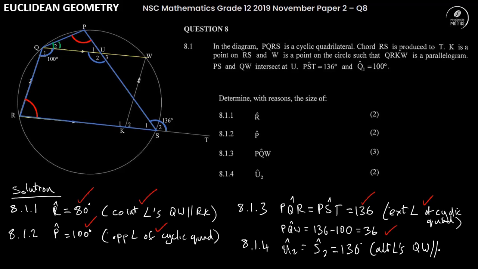QW is parallel to RT. There we go, there you have it. That's a solution to question 8.1 of the NSC Mathematics Grade 12 2019 November Paper 2, question 8.